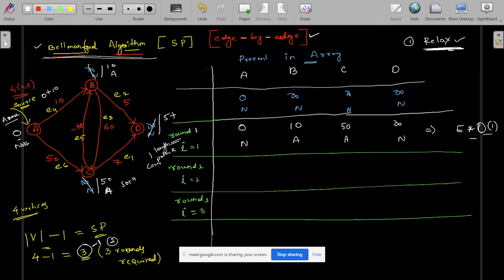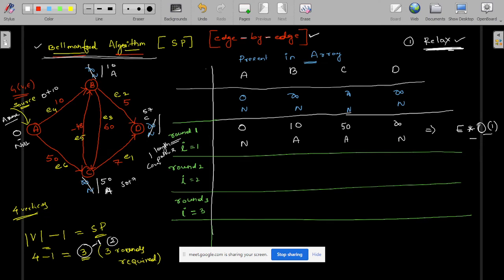Who is giving this one? C. I will write here 57, C. C is giving. So the value is updated or not? This is also over. After that, you come here.